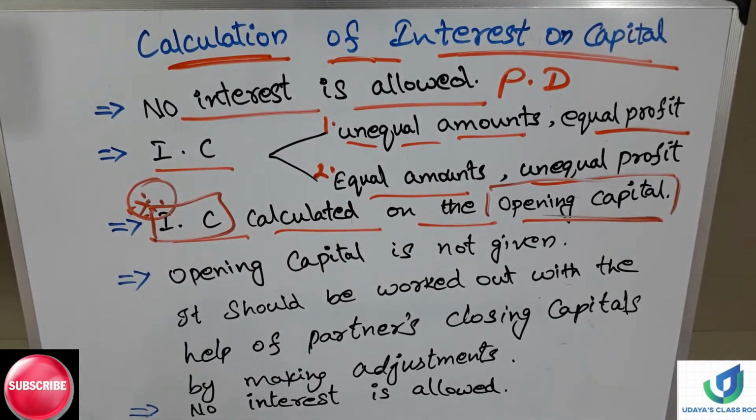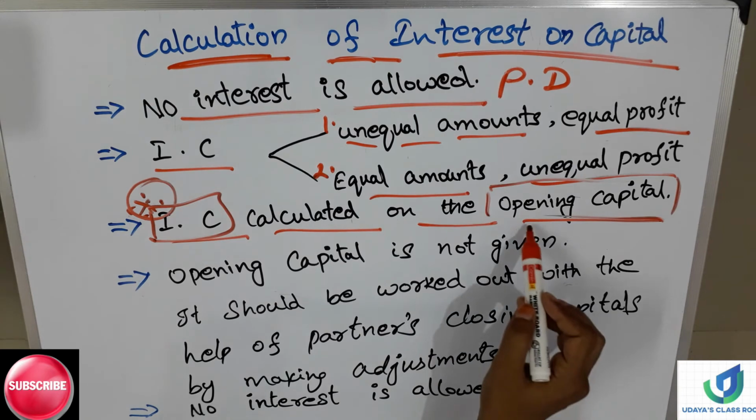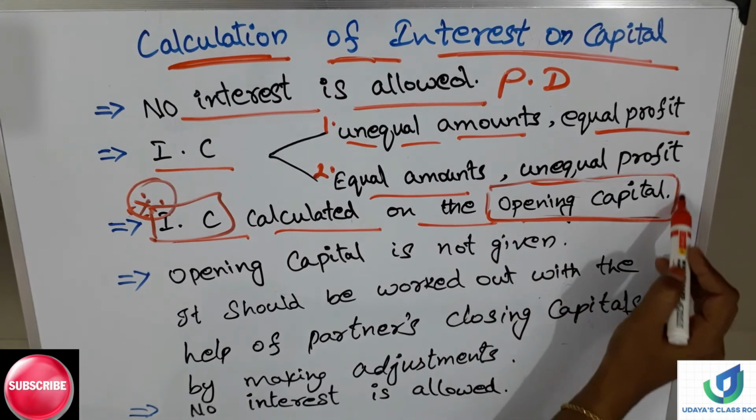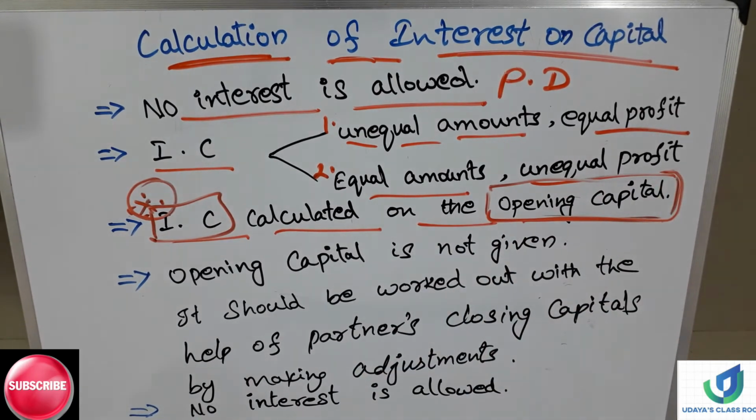So if I ask you to calculate interest on capital by giving some other capital at the end of the year, what you have to ask me is, where is the opening capital of the firm? Without the opening capital we cannot calculate the interest on capital. So if the opening capital is not given, we need to find out the opening capital by using the closing capital of the firm.